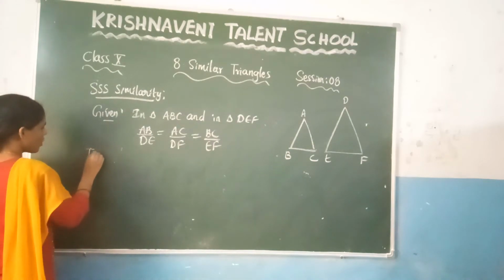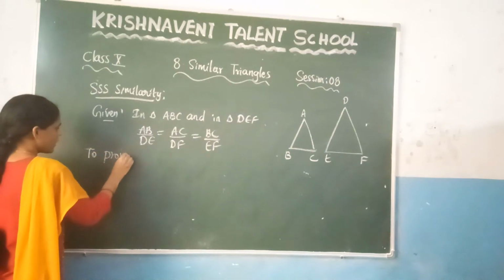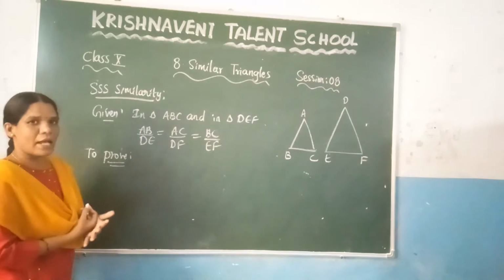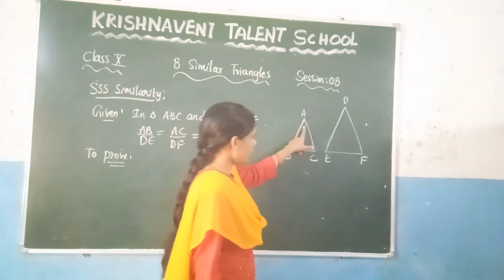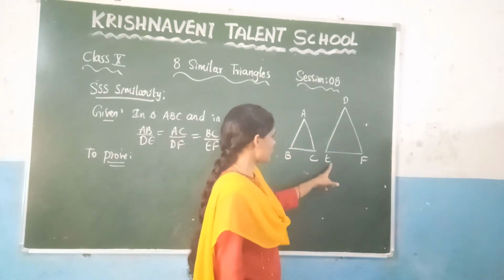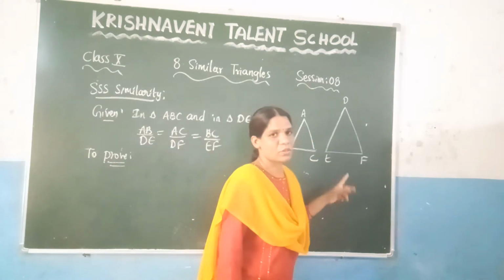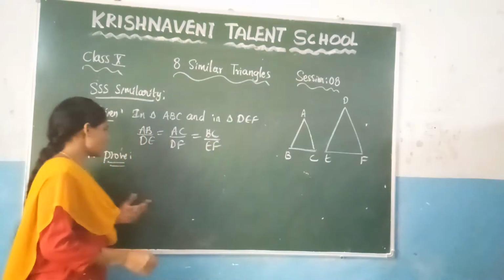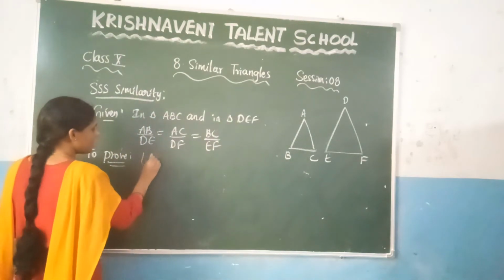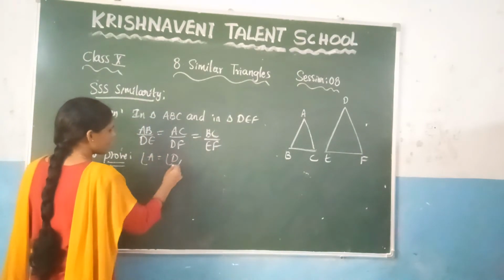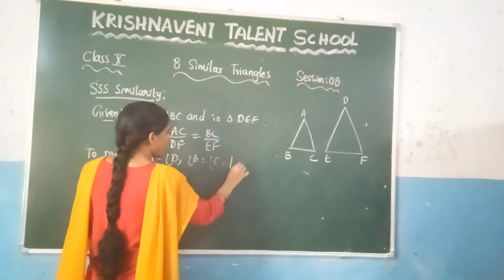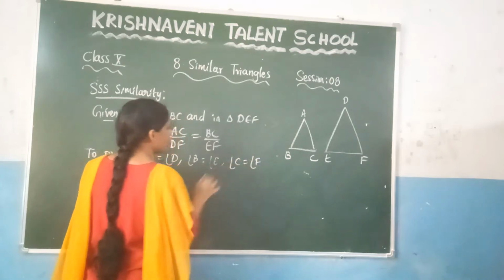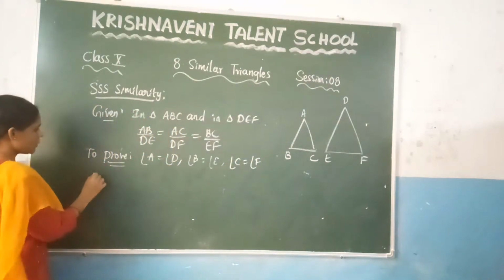Now here, what we need to prove? We have to prove that corresponding angles are equal. That means we need to prove here angle A is equal to angle D, angle B is equal to angle E, angle C is equal to angle F. That we need to prove here. Angle A is equal to angle D, angle B is equal to angle E, and angle C is equal to angle F. This one we need to prove.